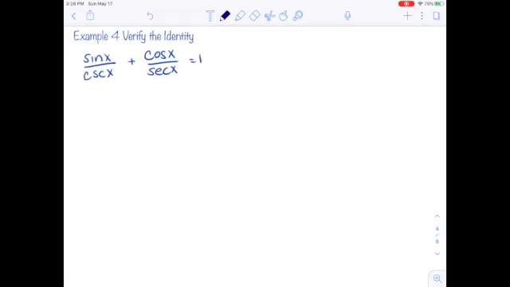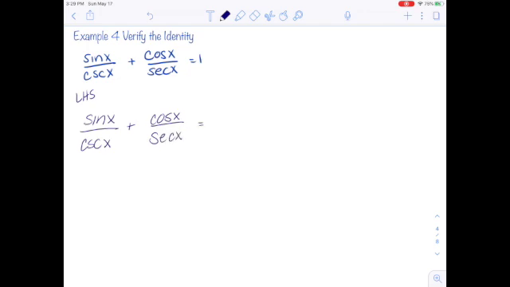Example 4, we're going to verify this identity. Obviously, I kind of want to start on that left-hand side. If I started on the right-hand side, if I started at 1, I don't really have any idea how to get the left-hand side out of 1. So hopefully that makes sense. So sine of x over cosecant of x plus cosine of x over secant of x.